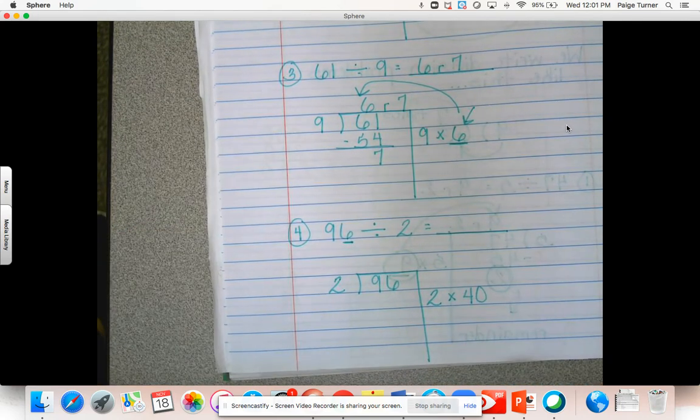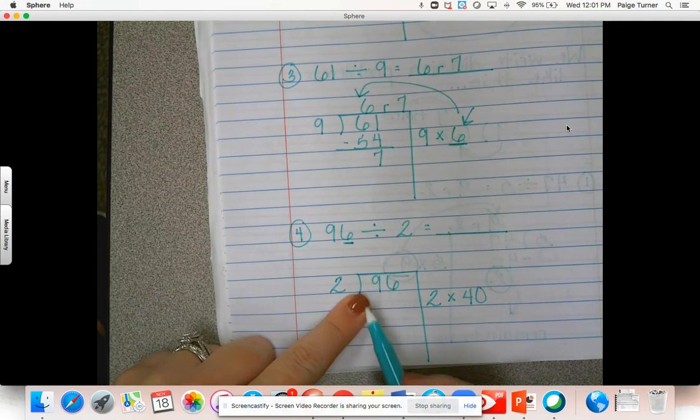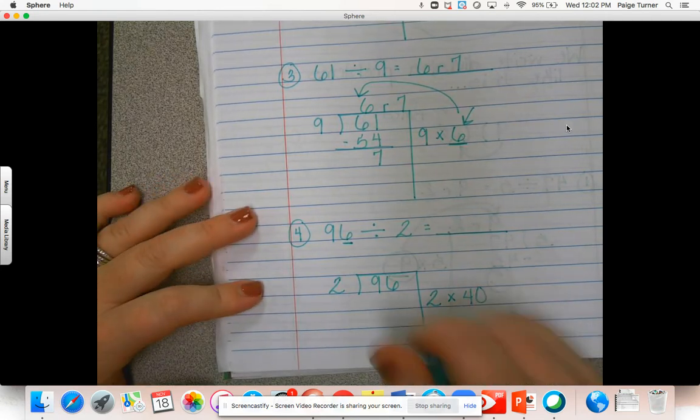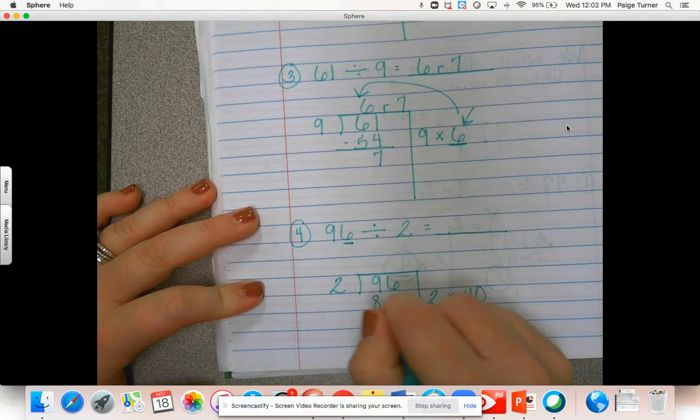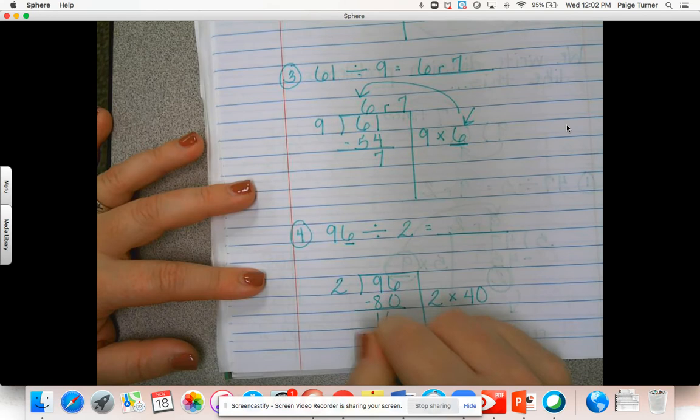Now, is 2 times 40 going to be 96? No, but it's going to get me close to 96, and then I'm going to subtract, and I'm going to have a much smaller number to work with now. So it'll get easier and easier and easier to solve this problem. So we're going to do 2 times 40, which is 80. So I subtract 80. 96 minus 80 is 16.